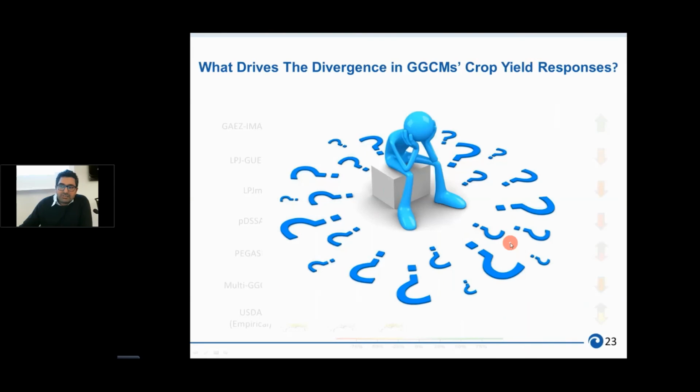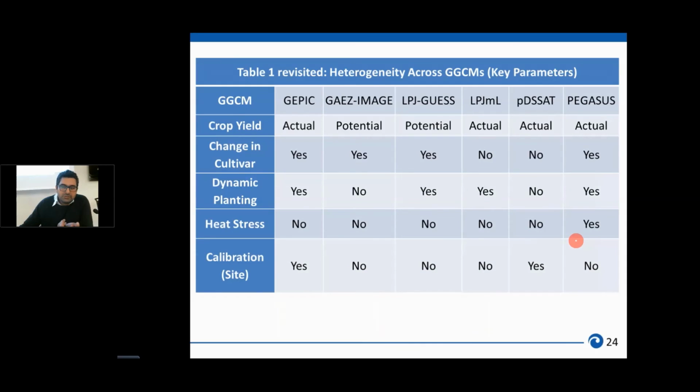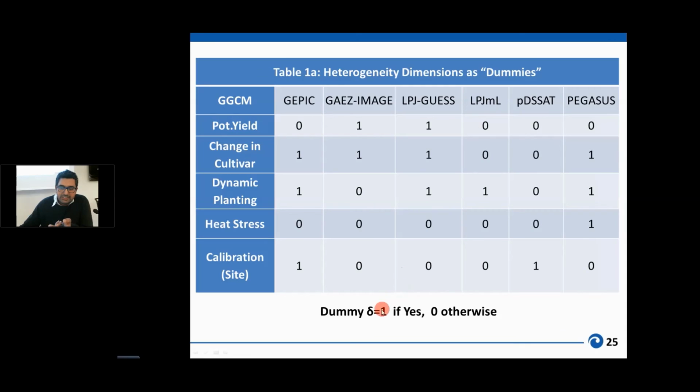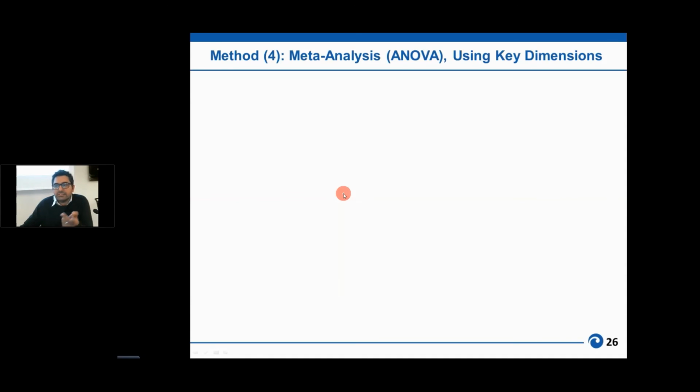Okay, lastly, we look at what the divergence is. What are the reasons behind this divergence in the results? To do this, we go back to the table I showed earlier, where we have the heterogeneity across the crop models. So these parameters, and we do a dummy coding. Basically, the dummy variable is 1 if that particular parameter is implemented in the crop model, and 0 otherwise.